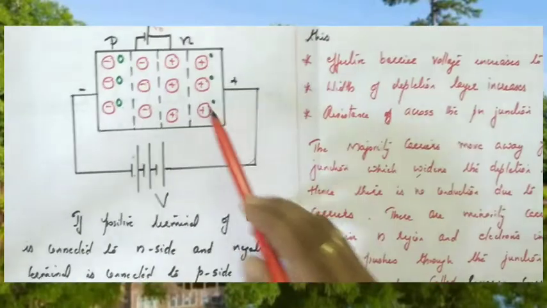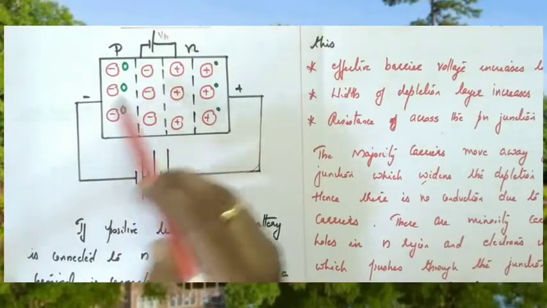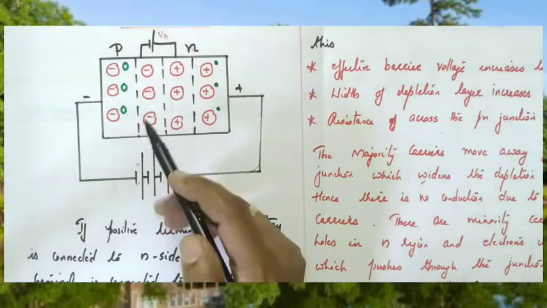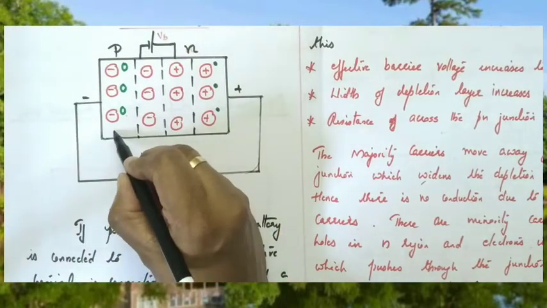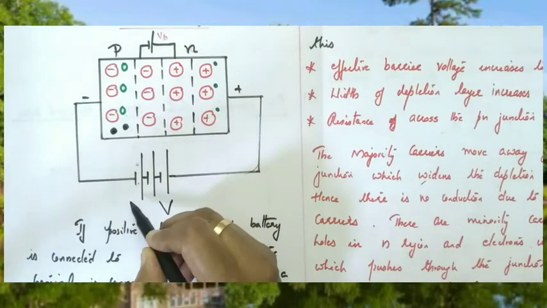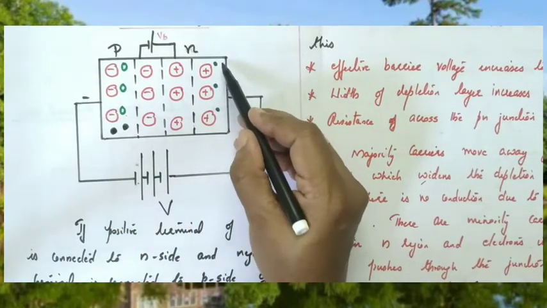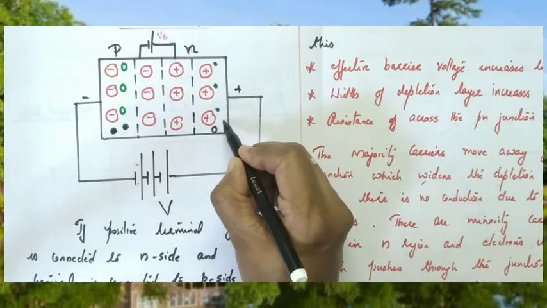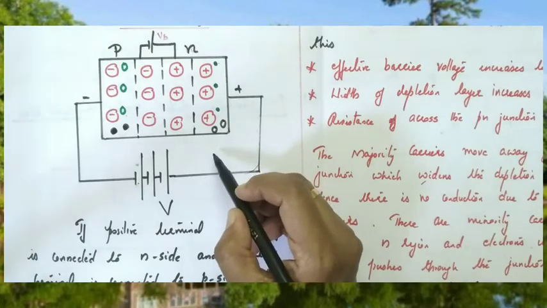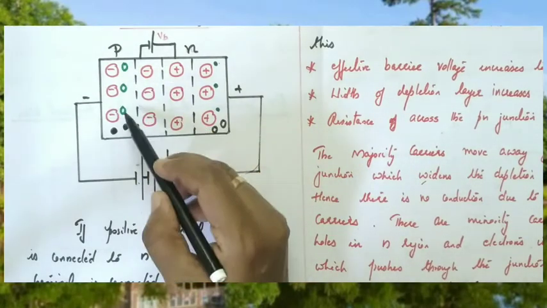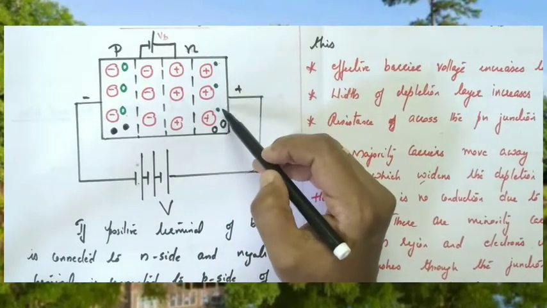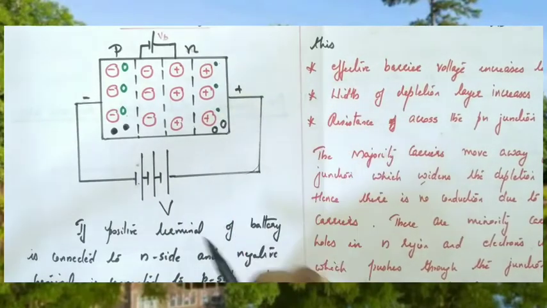But in a p-type semiconductor, along with the majority carriers, there are some minority carriers. In the p region, the minority carriers are electrons. Similarly, in the n region, along with the majority carrier electrons, there are some minority carrier holes.